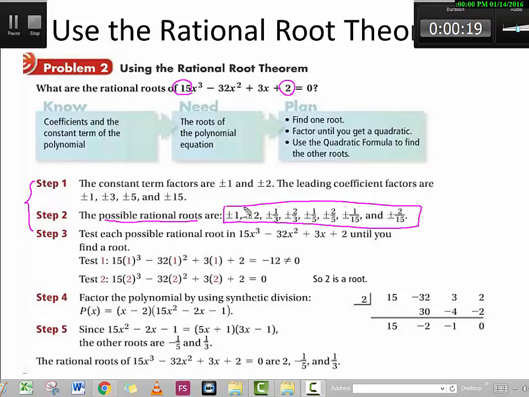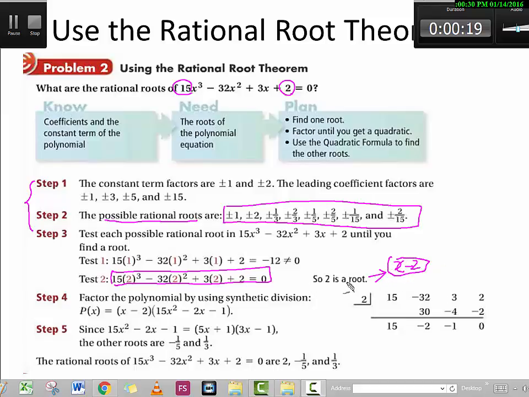So you make use of the graphing calculator, and then you find out 2 is a root, because when you plug in 2 in the equation, you end up getting a 0. So according to the factor theorem, 2 is the root. And since 2 is the root, the factor is x minus 2.